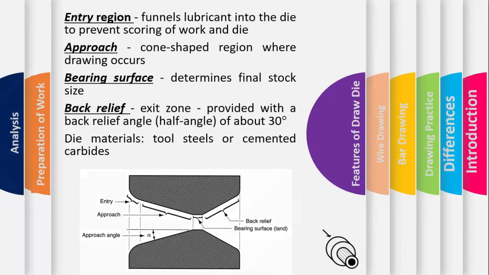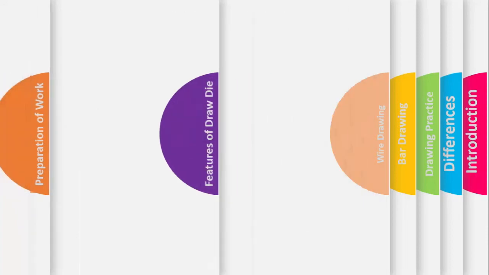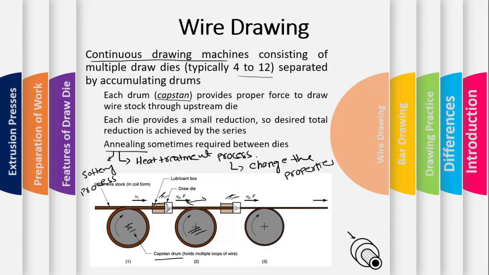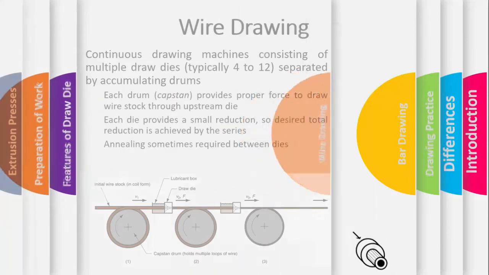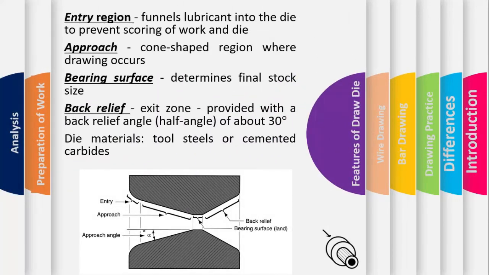So let's jump towards certain features of the die cavity itself. If we closely observe the die cavity, we have certain regions. The first one is the entry region. What it does, it funnels the lubricant into the die cavity, as we have seen in the previous figure. We have a lubricant, you can see the pink one, before this die cavity. So the purpose of the entry region here is that it funnels the lubricant into the die cavity so it can flow into the die cavity.